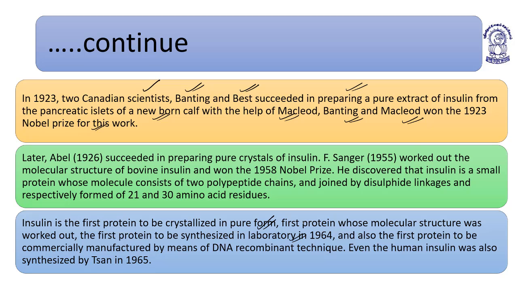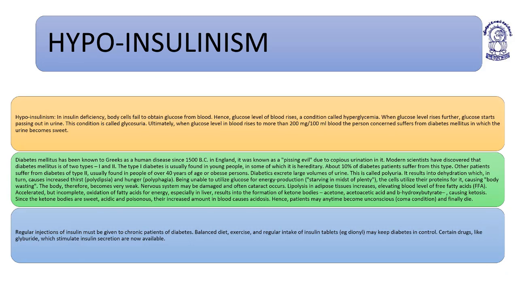So insulin was the first protein to be crystallized in pure form. It was the first protein whose molecular structure was worked out, and the first protein commercially manufactured by means of recombinant DNA technique. Even human insulin was synthesized by Sen in 1965. Hypoinsulinism, or low levels of insulin in the blood.